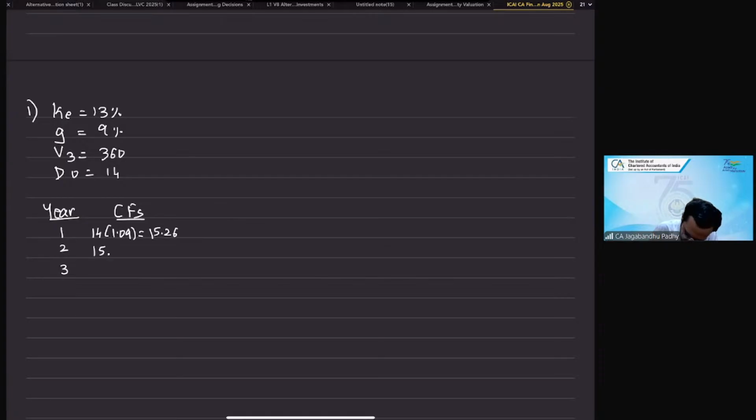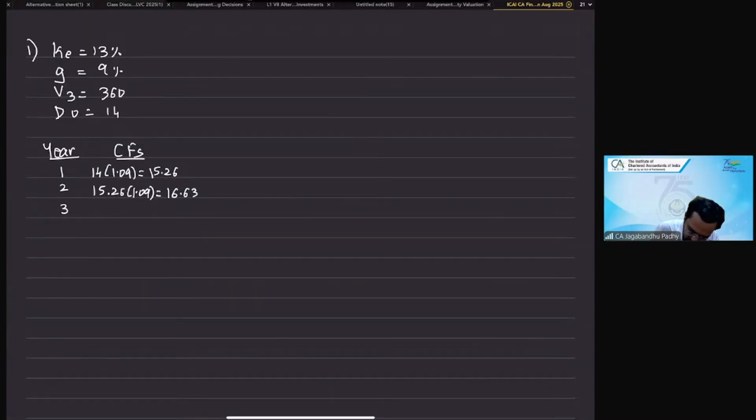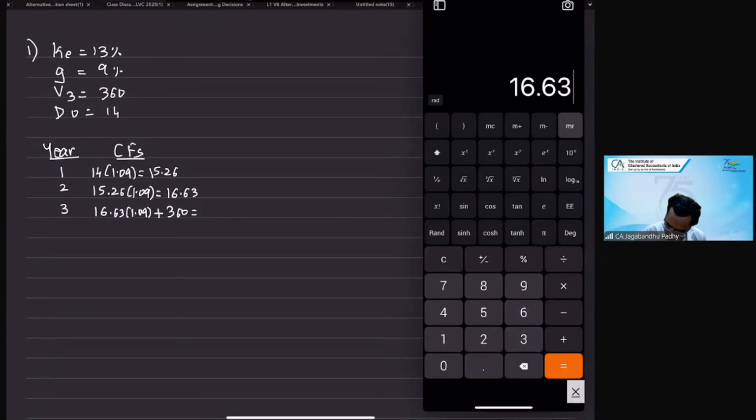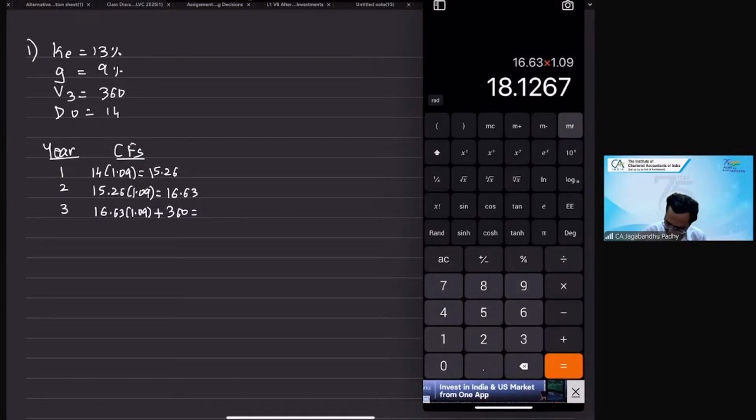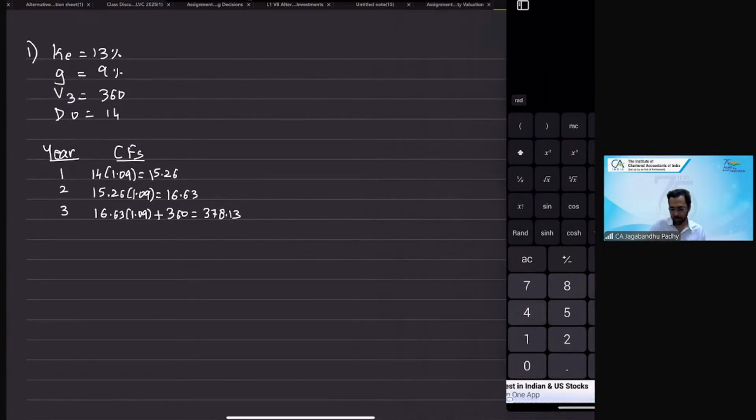Then it's going to be 15.26 into 1.09, which is 16.6334. Into 1.09 plus 360. So what's the cash flow in third year when we will sell the share along with the dividend? 378.13. Okay, so these are the cash flows that we have.